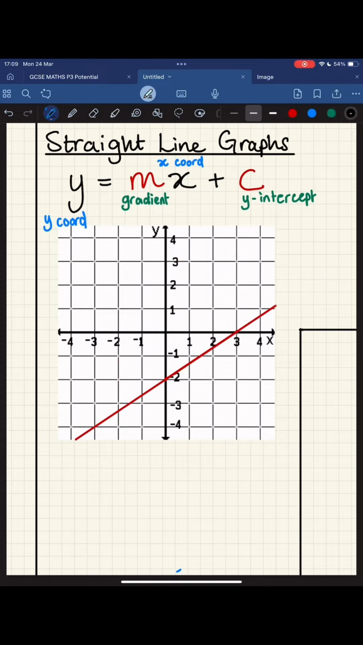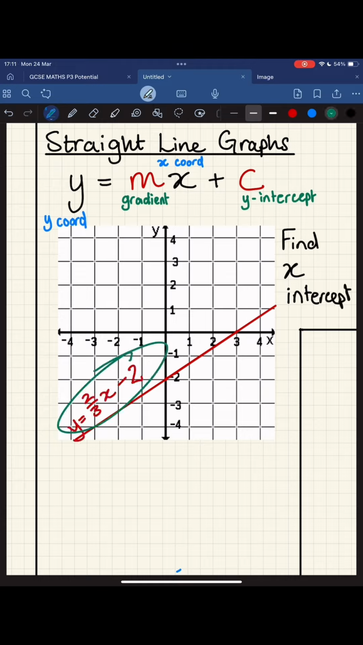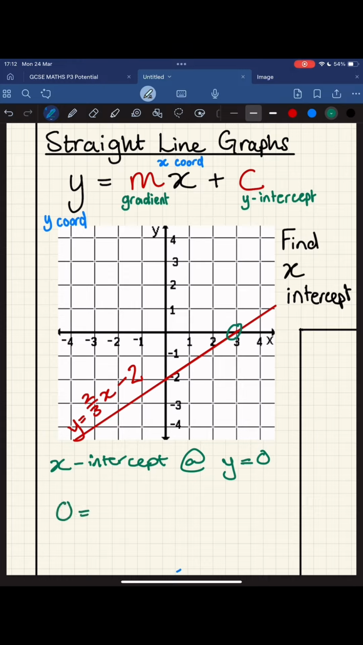Similarly, we can also find an x-intercept if we need to. As you can see, the line crosses the x-axis when the y value equals 0. So I take my equation, substitute in y equals 0, and I rearrange for x, giving me x equals 3.